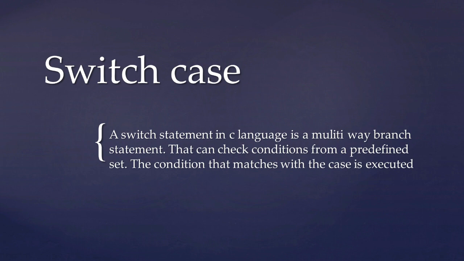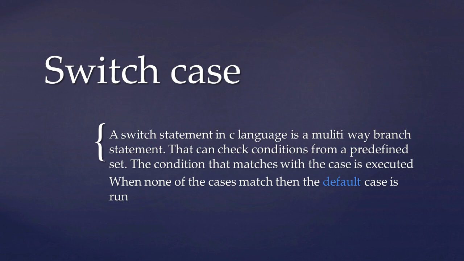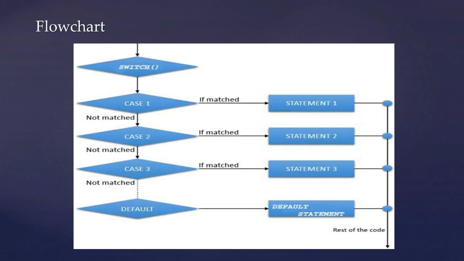A switch statement in C language is a multi-way branch statement that can check conditions from a predefined set. The condition that matches with the case is executed. And if none of the conditions is matched, then we have a default case, and the default case is run in that case. We shall see this with the help of a flowchart.